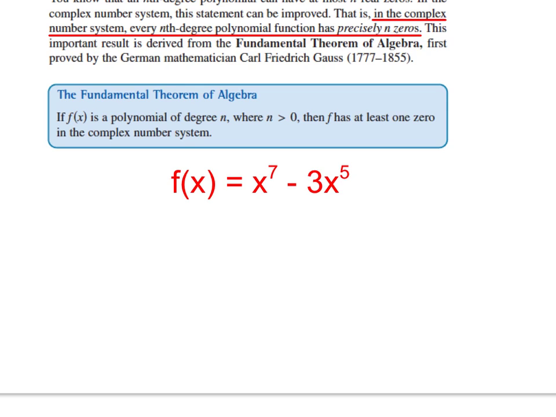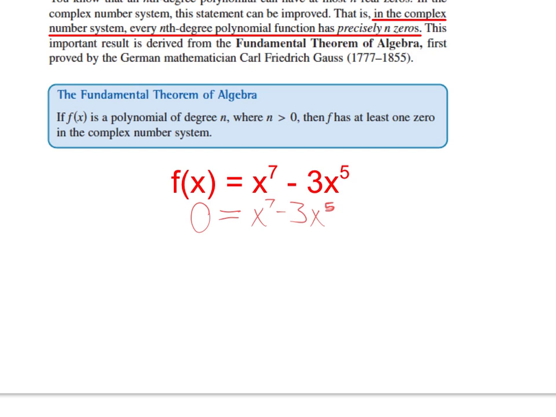Okay, so for example, if I were to set this function here, x to the 7th minus 3x to the 5th equal to 0, all right, how would I solve this? x to the 6 times x minus 3. Okay. Sorry, this is x to the 5th here. We do need to factor.